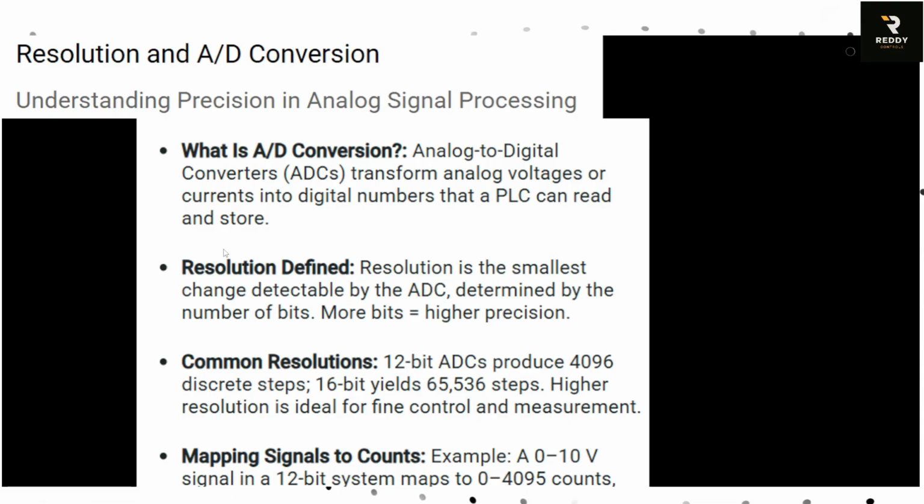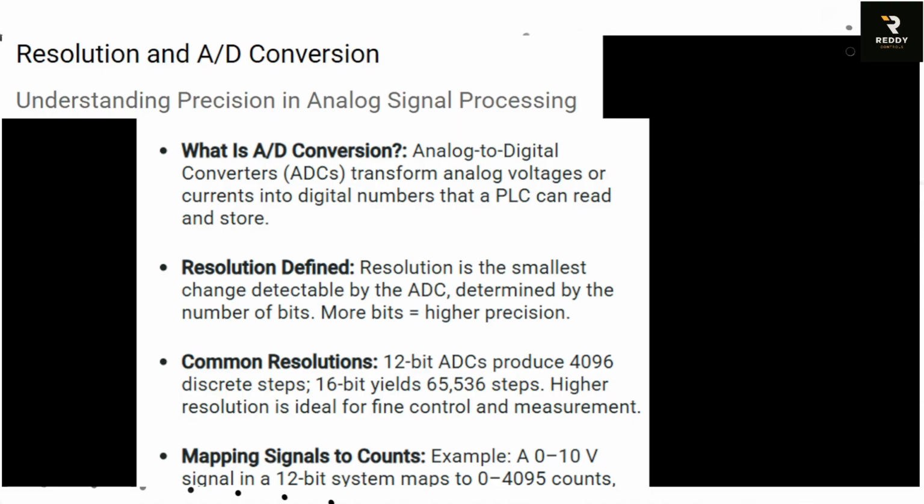Resolution and ADC. So what is a resolution? For every analog to digital conversion, when they transform analog voltages or currents into digital numbers that a PLC can read and store, they have something called a resolution. The resolution is the smallest amount of change that can be detected by the ADC, determined by the number of bits. More bits means higher precision.